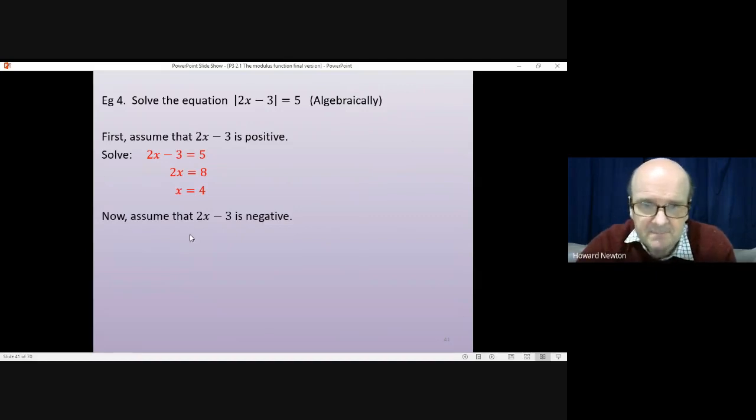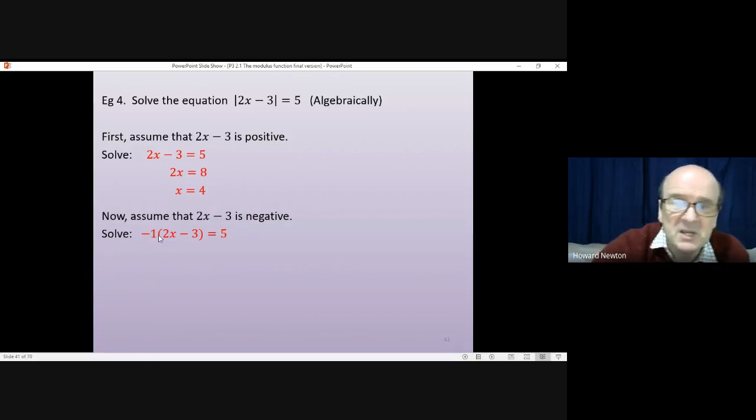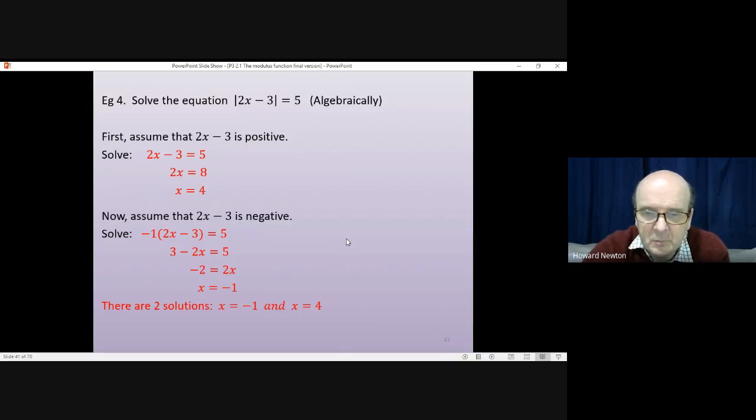Then the slightly confusing bit. Now we have to assume that 2x minus 3 is negative. And what would happen if it was negative? Well, if 2x minus 3 was negative, what the modulus signs do is multiply 2x minus 3 by minus 1. That's how the sign gets changed from negative to positive. So that's what we need to do. Multiply 2x minus 3 by minus 1. That gives us 3 minus 2x. And say, when does that equal 5? That we solve in the normal way. 2x will equal minus 2. x equals minus 1. And those are the two solutions that we got before. x equals minus 1 and x equals 4.